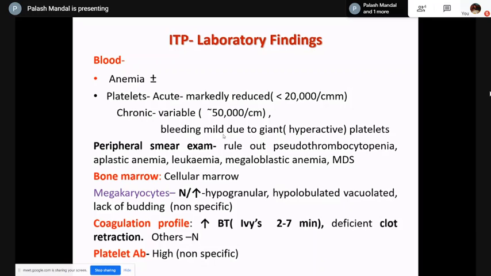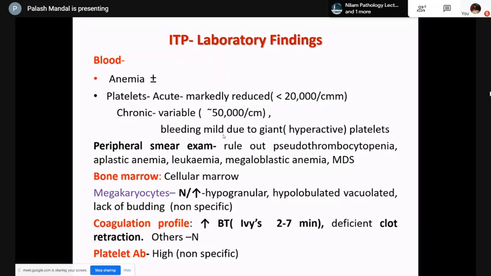Pancytopenia means all the components are reduced: there is anemia, the WBCs are also less, that is called leukopenia, and also thrombocytopenia. Whenever the three components are reduced together, that is called pancytopenia, and the chances are that it is a case of aplastic anemia, that is, there is bone marrow failure. That may be due to various causes. Aplastic anemia is a chapter by itself, so I am not going into the details.